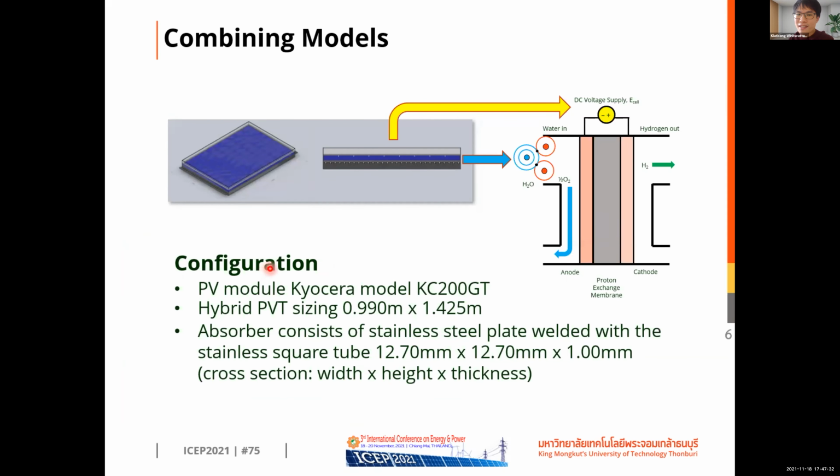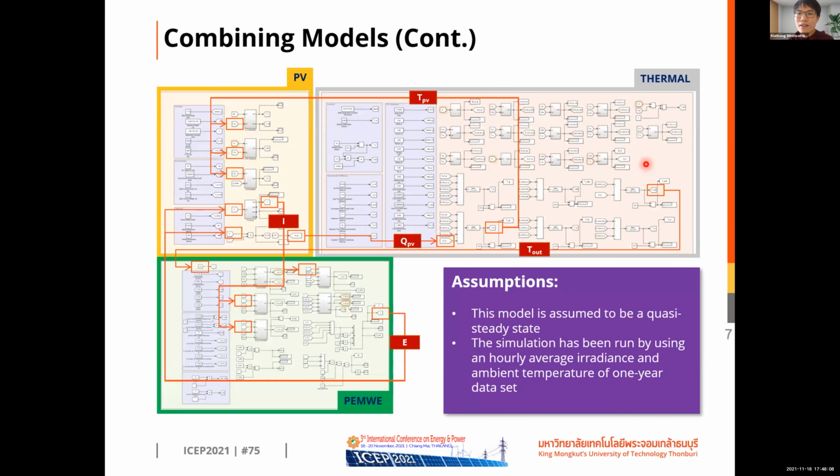For the configuration in this study, we use the PV module KC200GT, a 200 watt PV module. The PVT sizing is about 1 meter times 1.5 meters. For the absorber, we use stainless steel with a square pipe to act as a heat exchanger. Then the electricity is used for producing the hydrogen, while the hot water goes here to separate, and then we get hydrogen here. This is the model in our MATLAB simulation.